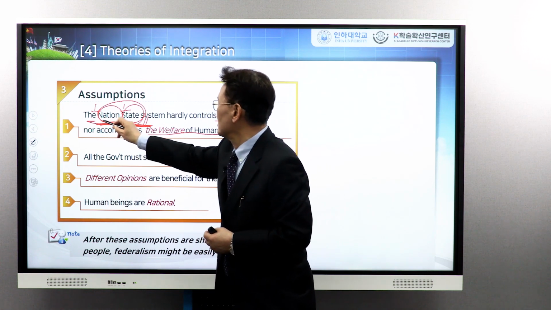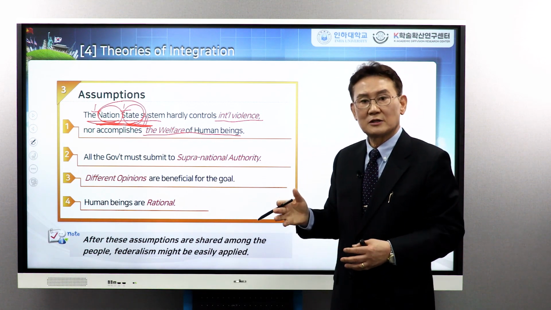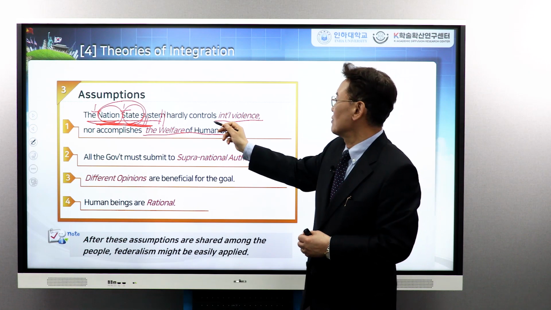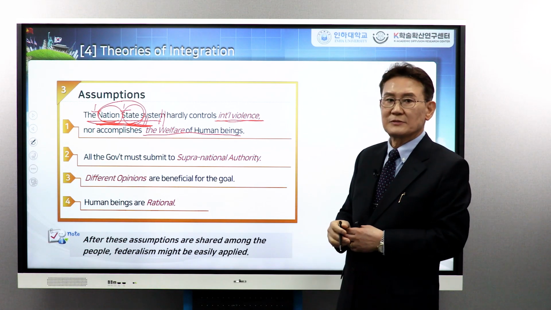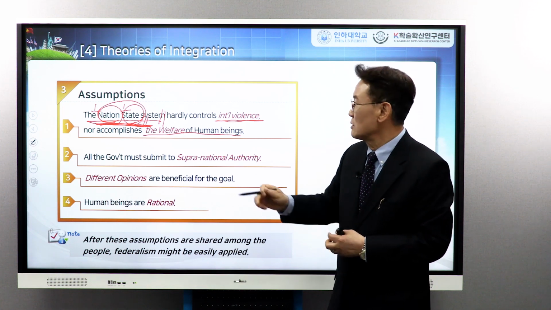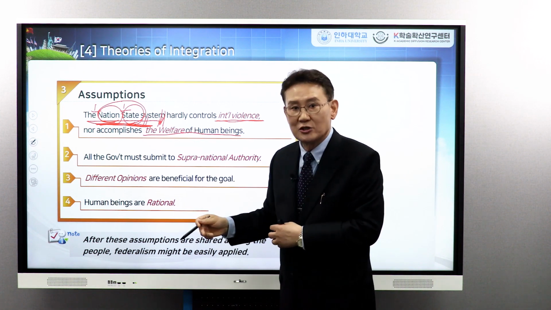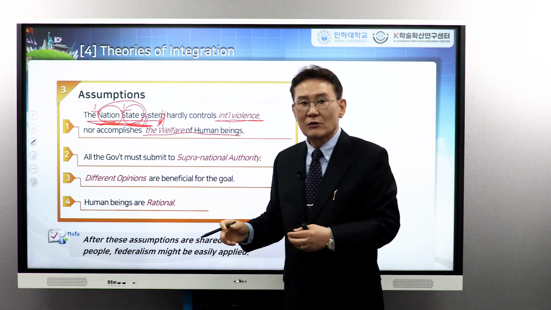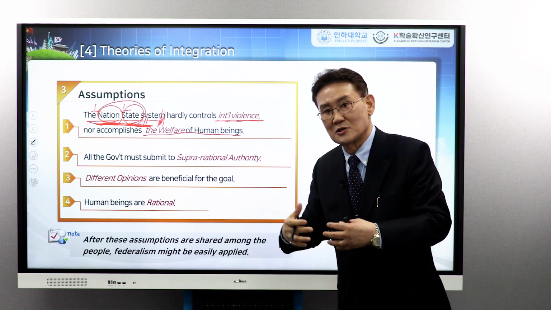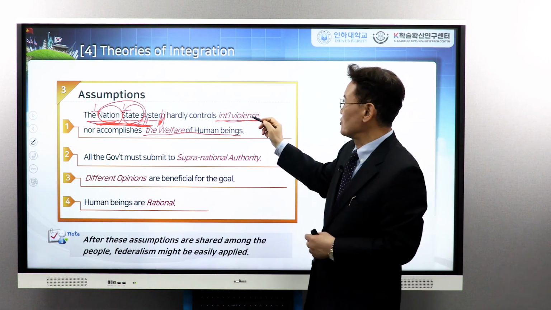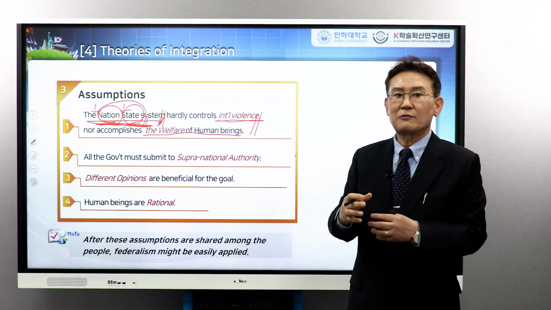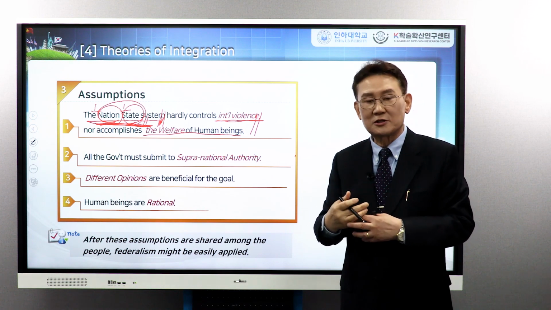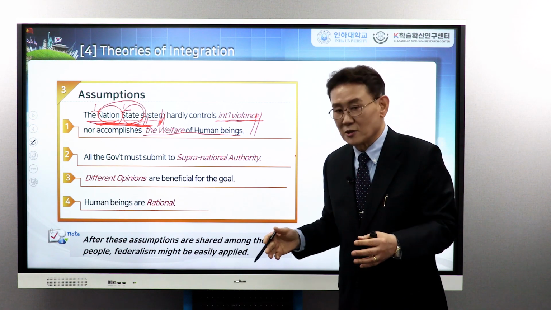So the nation-state system was made from 1648, and with this system, it is almost impossible to control international violence. So we have to mitigate or change, if not destroy, the nation-state system, so that all the different nations can live together in the federal system. That's the first assumption. In order to continue our state system, it doesn't have to be a one nation, one state system. A many nations, one state system could be possible.